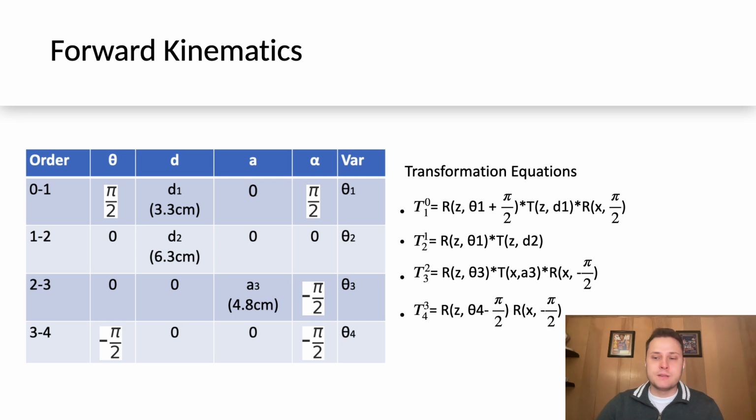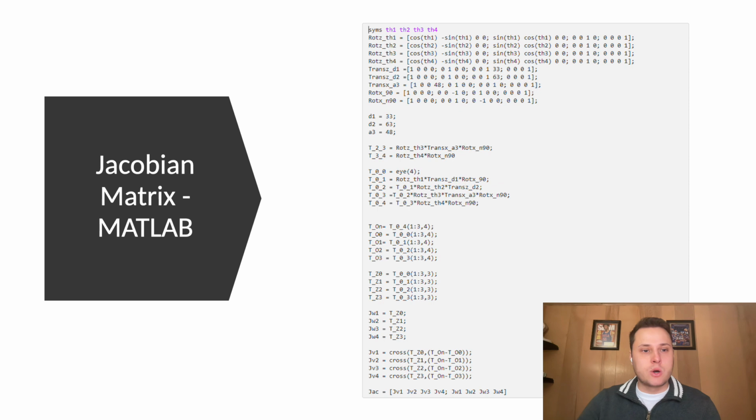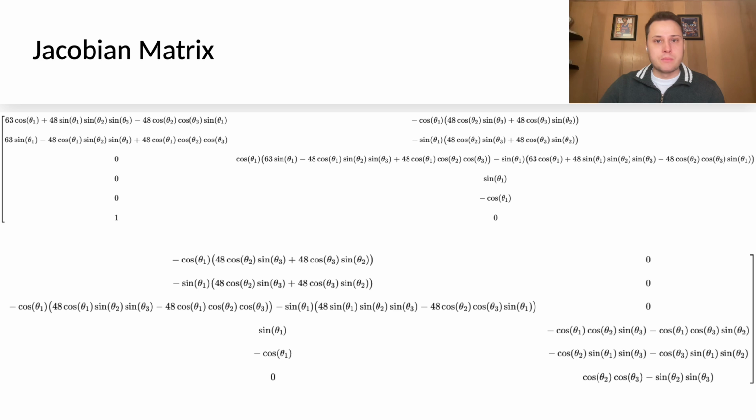So I did that by hand. Then I also used this code in MATLAB to find the Jacobian, and the two of them matched up. So here's my final Jacobian matrix. Has the link lengths in it in millimeters.